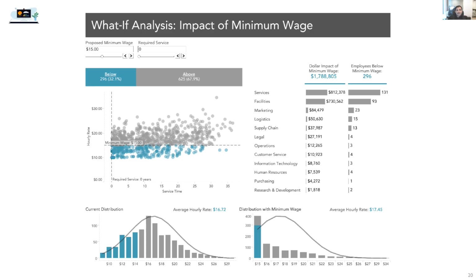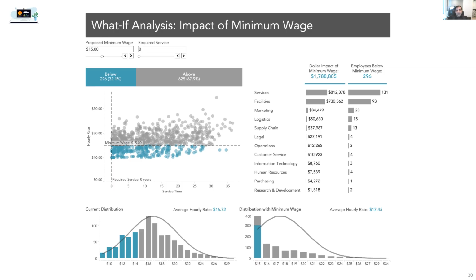Here is another example and our last example for this lecture. Notice the use of colors here. Again, it is very simple. It has only 2 colors, blue and gray. This is a what-if analysis of the impact of minimum wage at, let's say, your company. Blue is below minimum wage, gray is above minimum wage.